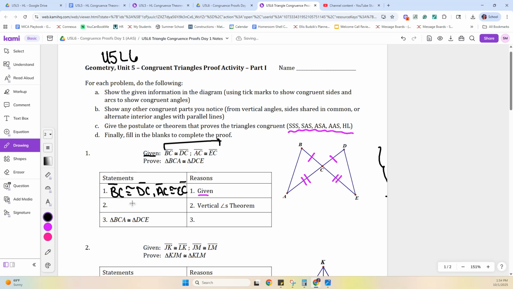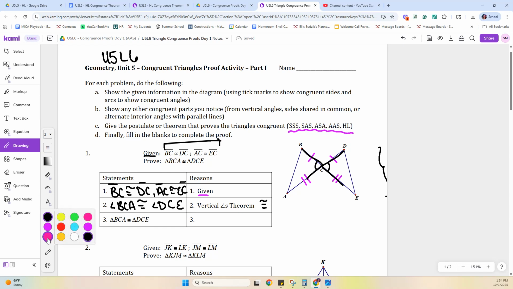Now, my second statement over here, the second fill in the blank, is vertical angle theorem. Vertical angles are going to be congruent, so let's try to find vertical angles in this picture. Right away, I see vertical angles right here and right here. Those are intersecting lines and the angles that form with those intersecting lines. So I can say this right-hand angle BCA is going to be congruent to this angle over here, DCE, by the vertical angles theorem. I can say those are congruent because of vertical angles.